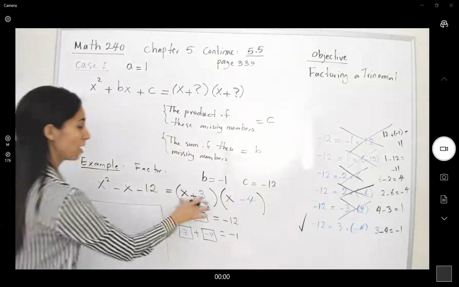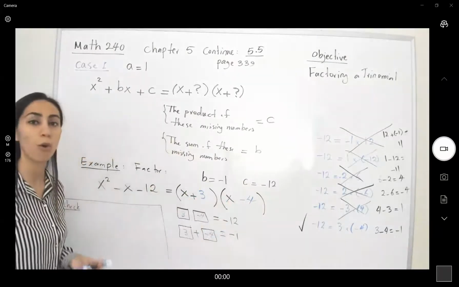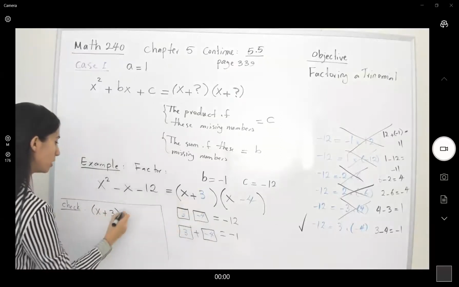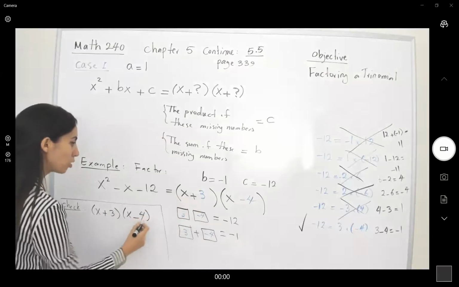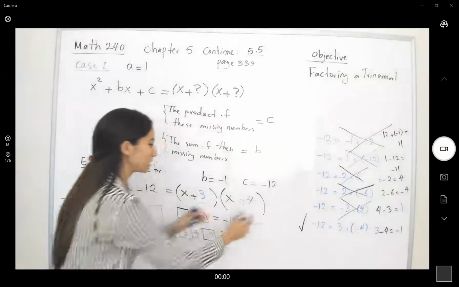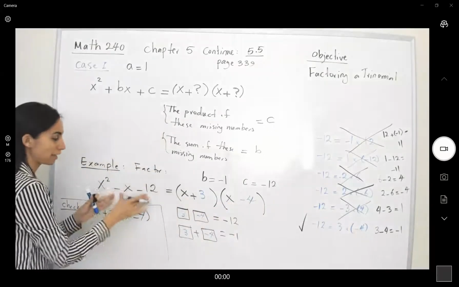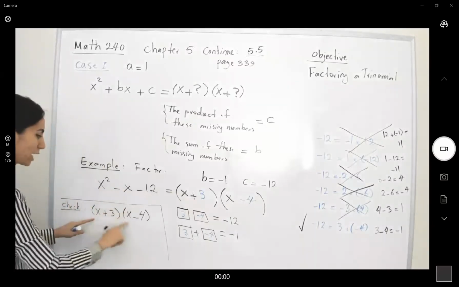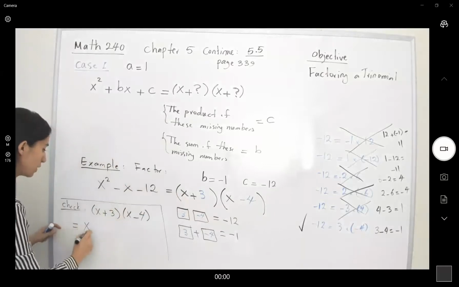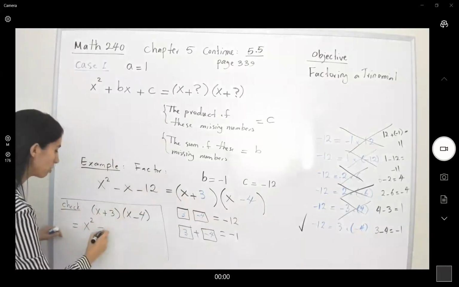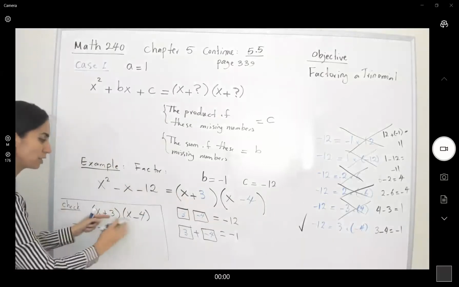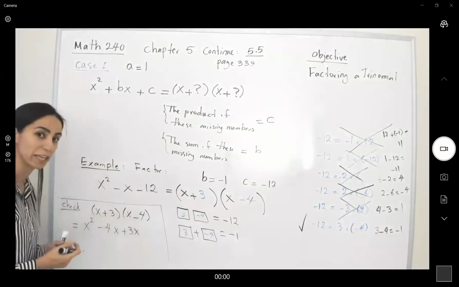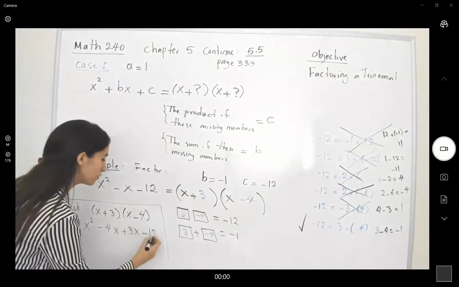How do I check that? I need to use the FOIL method or distribution. I have x plus 3 times x minus 4. My goal is that when I multiply these two expressions, I get this trinomial back. So x times x, we get x squared. x times minus 4, minus 4x. 3 times x, 3x. And 3 times negative 4 gives me negative 12.